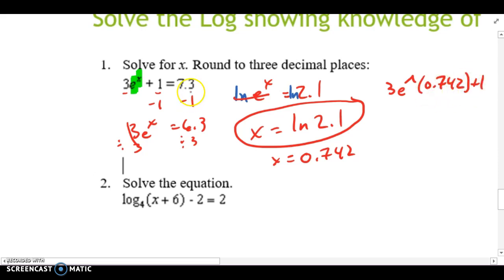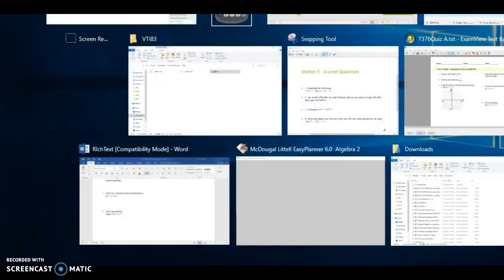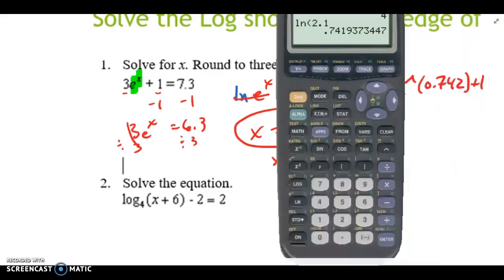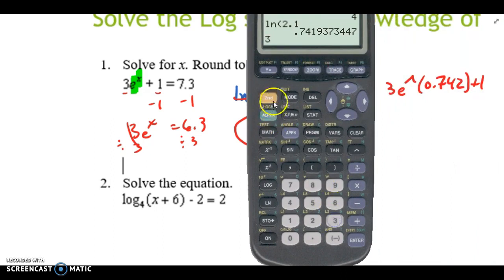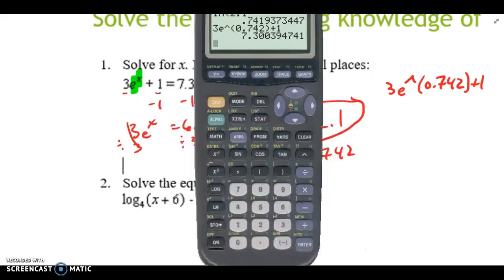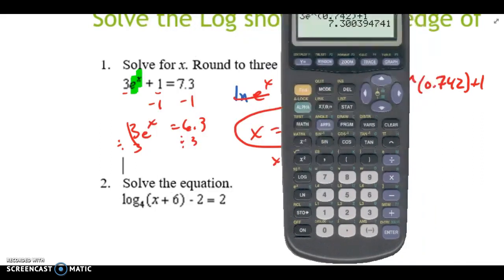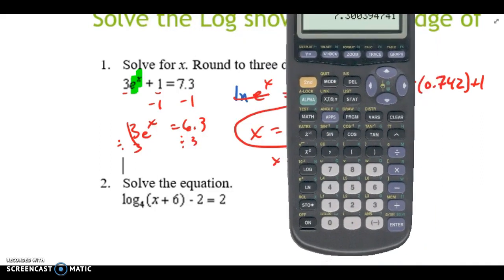So I'm going to put that in, and it's supposed to equal 7.3. So let's go ahead and try that. So here we go. So we have 3 times e to the 0.742 plus 1. We get 7.300. So that is almost spot on. That is the right answer. We're good to go.